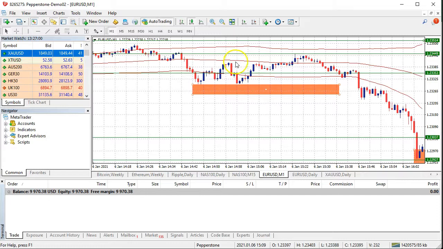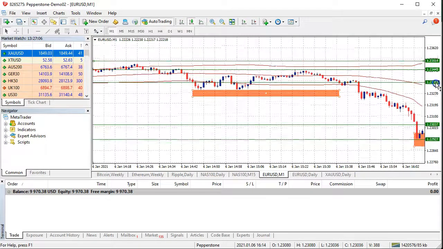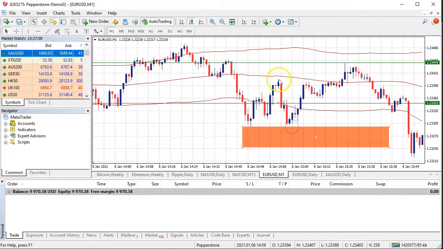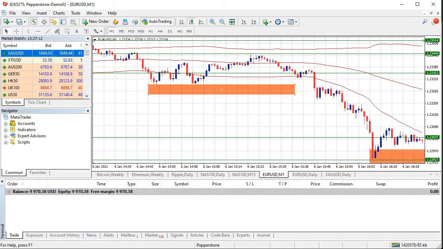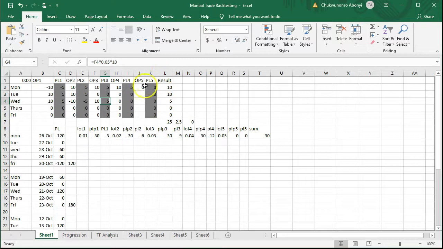But let me say you took that trade, right here or right here. Hold on, let me say you took the trade right here. You would have hit your stop loss somewhere here. So that day, I'm going to take the loss so I can show you guys something. That day, I will call it -10, right?